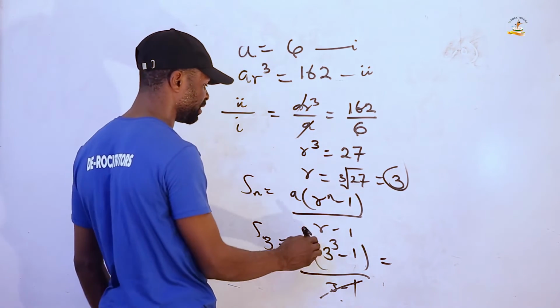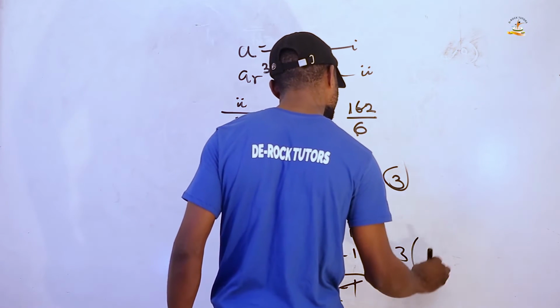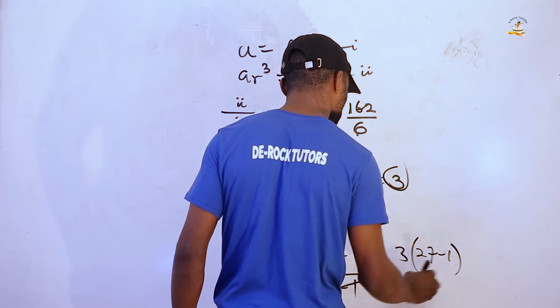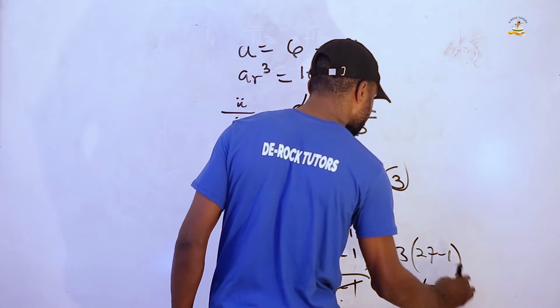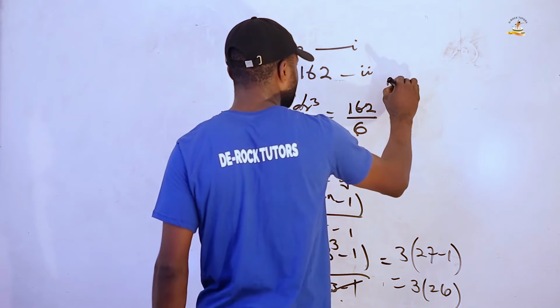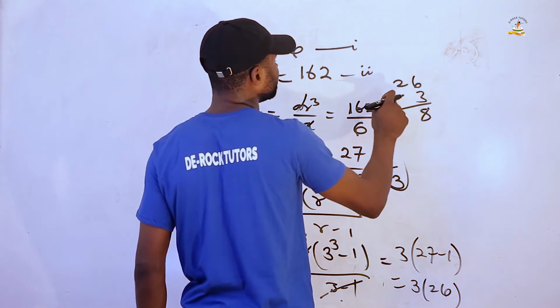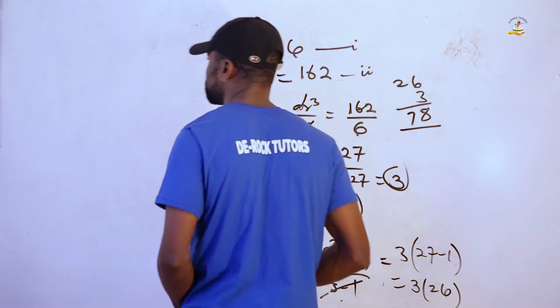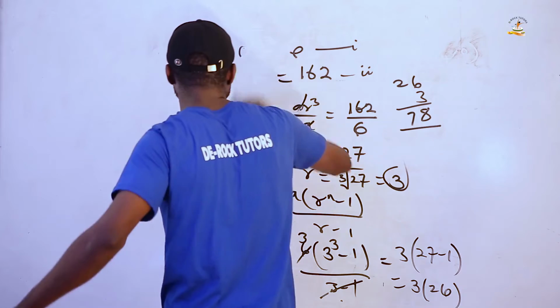2 goes in 6. That is 3 terms. We now have it as 3 into 27 minus 1, which is equal to 3 into 26. 3 times 26 is 78. It means the correct option there is 78, and hence the sum of the first 3 terms. We are moving to the next question.